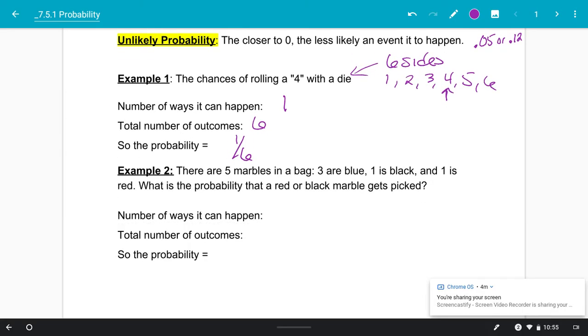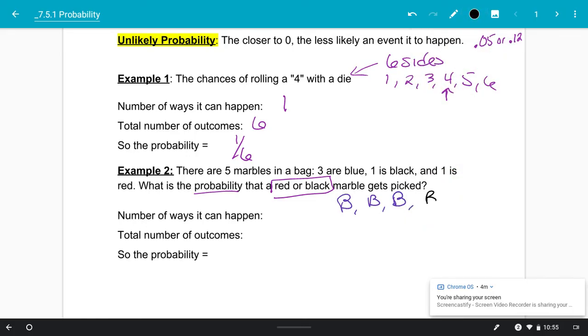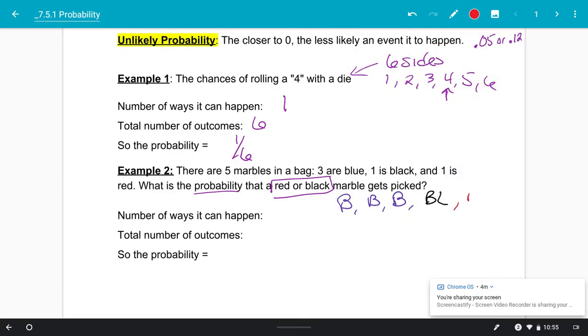All right, so for our next example, there are 5 marbles in a bag. 3 are blue, 1 is black, and 1 is red. So I want to know what is the probability that a red or a black marble gets picked. All right, so let's think about this. In our bag, we'll do this out. So we have blue, blue, blue. And then I have one that is black, so I'll use BL for black. And then I have one that is red.